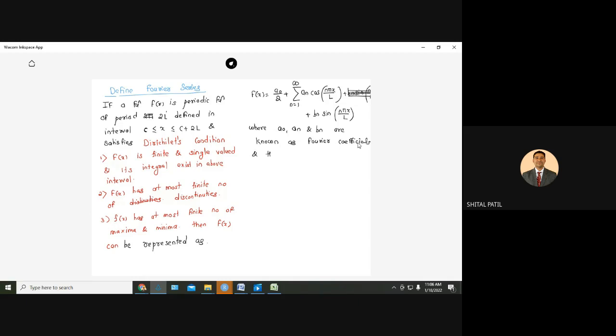And they are given by, derivation is not part of the syllabus, so I'm not taking the derivation of how a naught, a n and b n are obtained. Those who want to study can go through any reference book. Or someone can take a seminar on this.